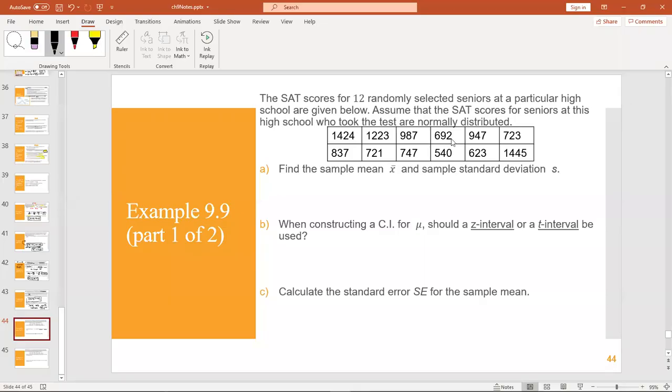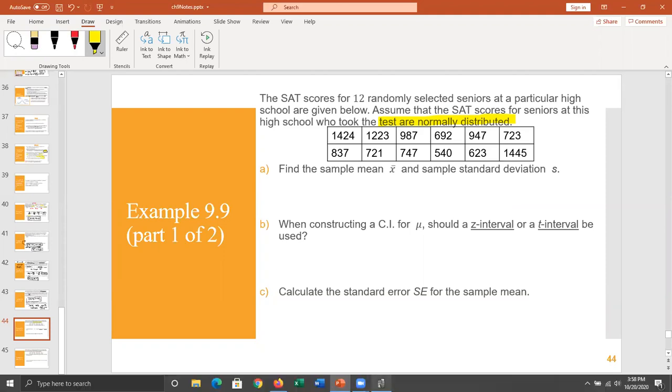Okay, so here, this one's a little bit different. Here, they actually give us the original data that these came from. So we have 12 students, we've got some data, and they do tell us that the test results are normally distributed. So even though we have less than 30, we know that the distribution they're coming from is normal anyway, so we don't have to fret about having a small sample size. So find the sample mean X bar and the sample standard deviation S.